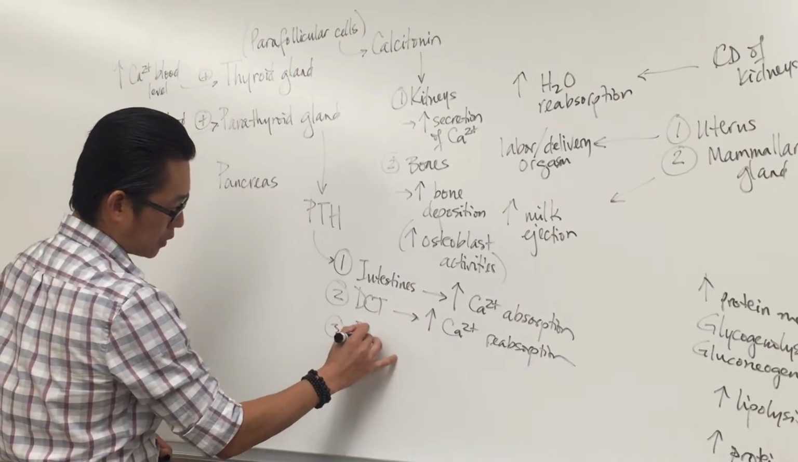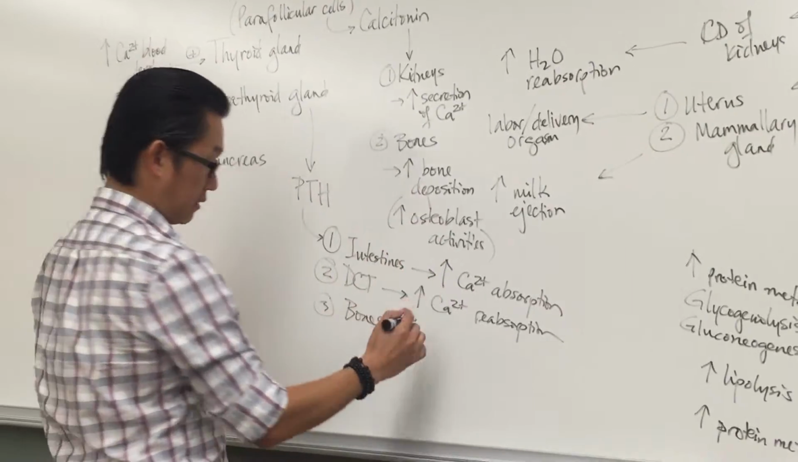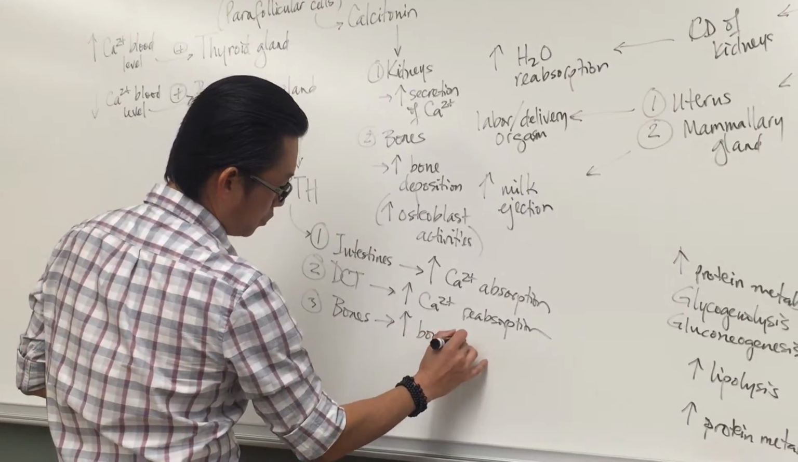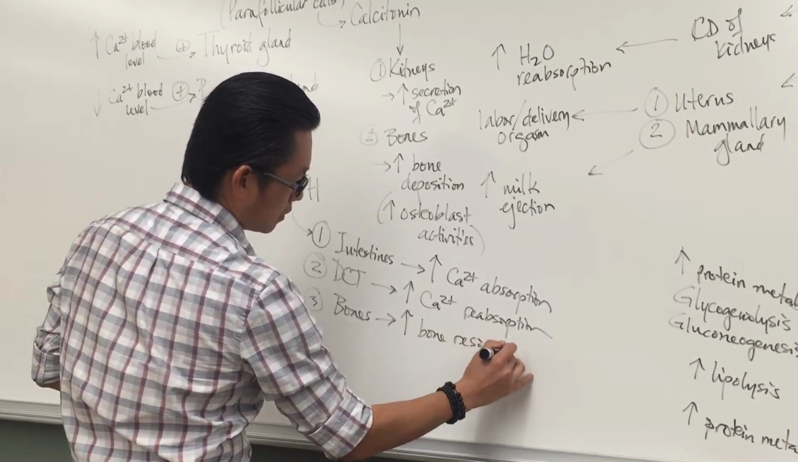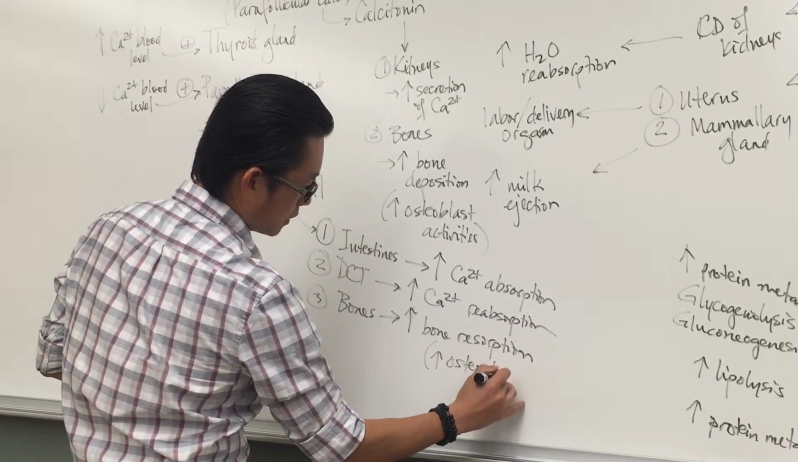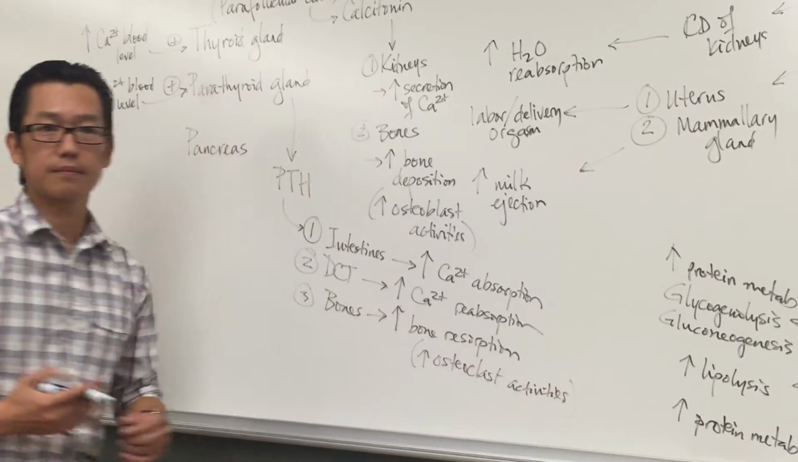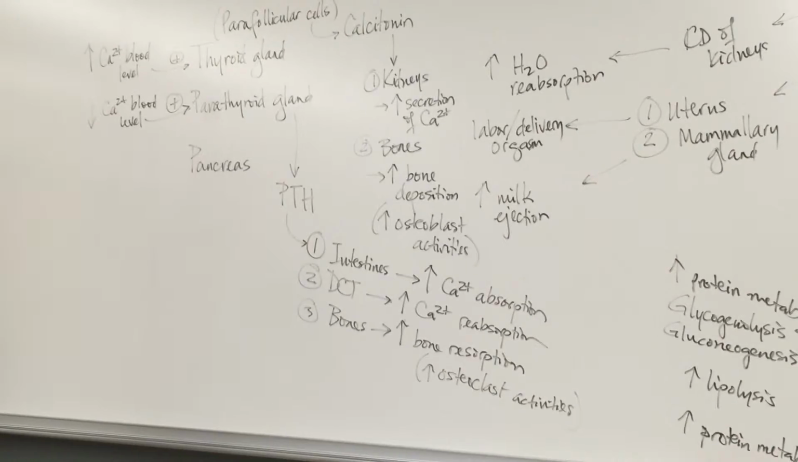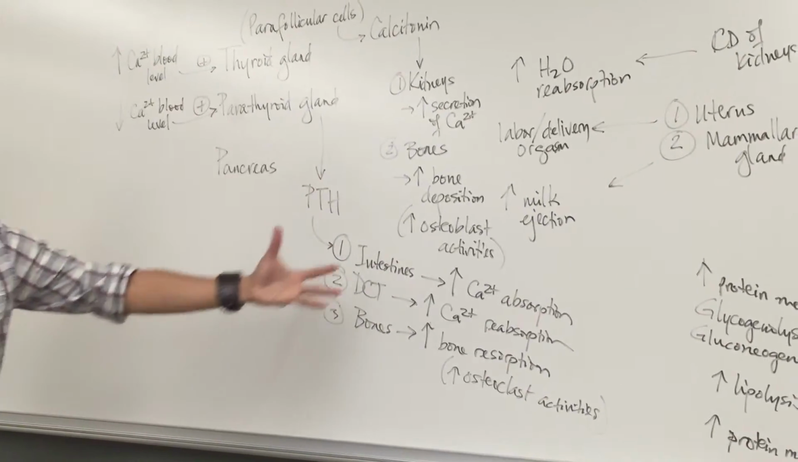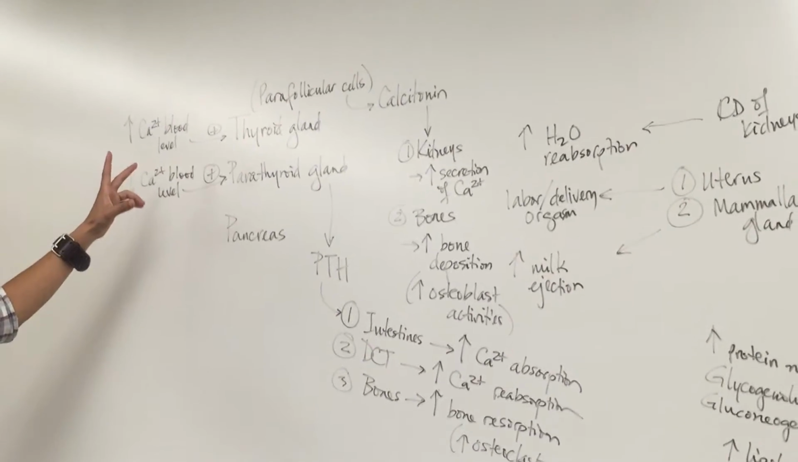And it goes to the bones and it increases osteoclastic activity to increase bone resorption by increased osteoclast activities. Essentially doing these three functions at these three targets increases calcium to be released into the blood to raise this blood calcium level back up to normal.